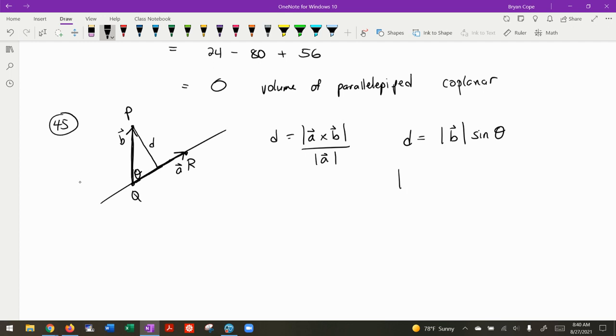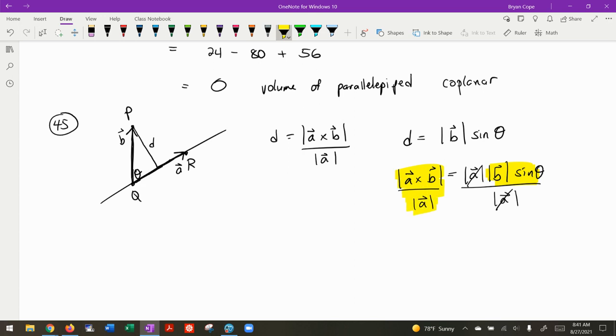But we know that the magnitude of A cross B equals the magnitude of A times the magnitude of B times the sine of theta. And if you divide both sides of this by the magnitude of A, this gives us what we need. This is the distance just from geometry, and therefore this is also the distance. So we've proved our theorem.